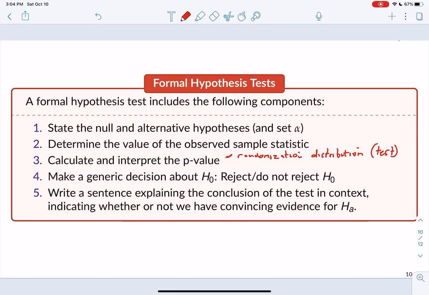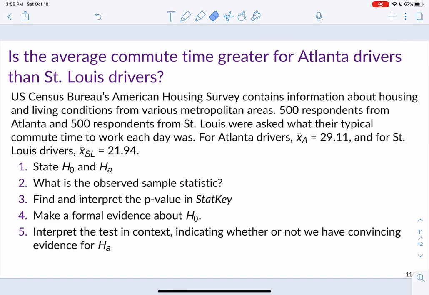Then we're going to make some generic decision about the null hypothesis, reject or do not reject it. And then we're going to write a sentence explaining the conclusion of the test in context to our original research question and indicating whether or not we have strong or convincing evidence for our alternative, the hypothesis that we're actually really interested in. So let's see this in action. Let's do an example.